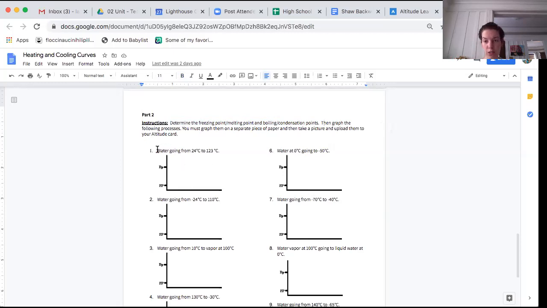The first thing I need to do is figure out if it's heating or cooling, right? And the way that I do that is by reading this problem. So here it says water is going from 24 degrees Celsius to 123 degrees Celsius. From 24 to 123, that water is getting hotter. This is a heating curve. What I'm going to do right now is set up my whiteboard so that I can draw this for you.